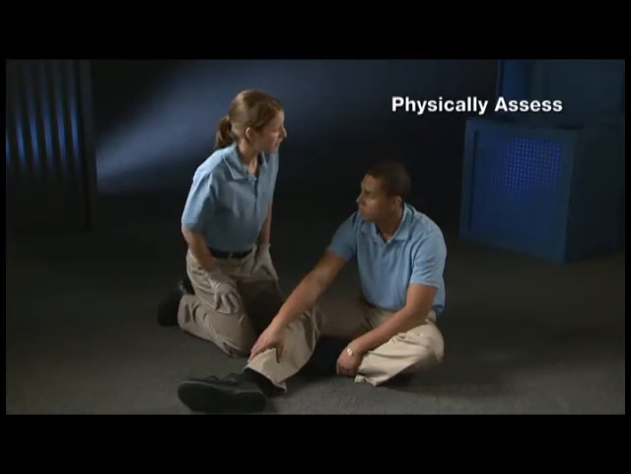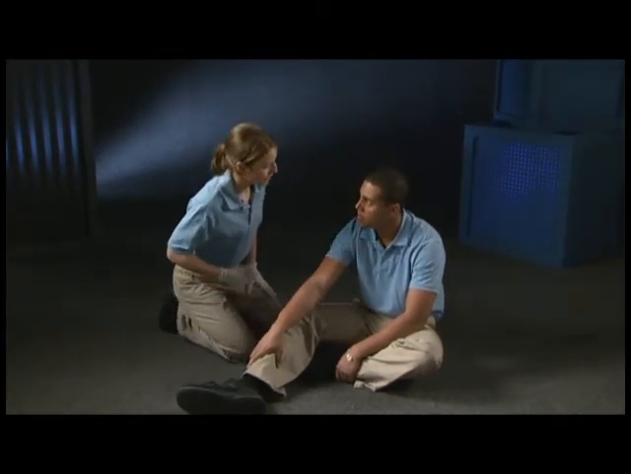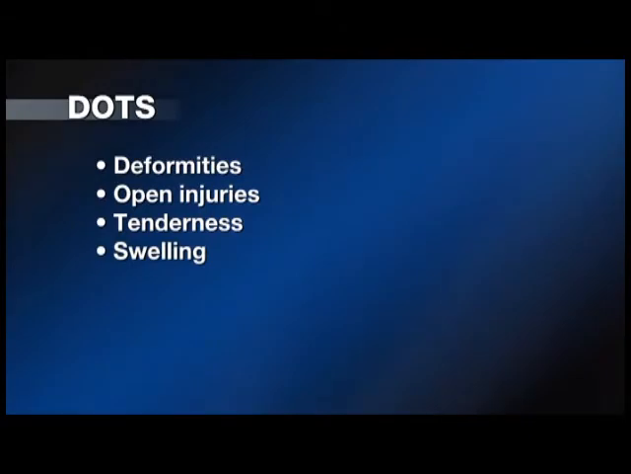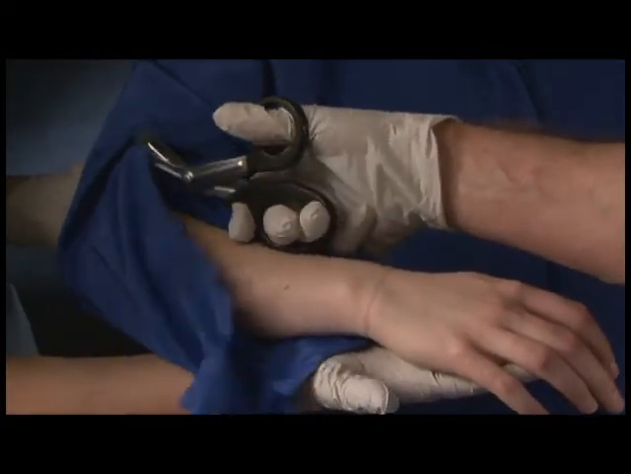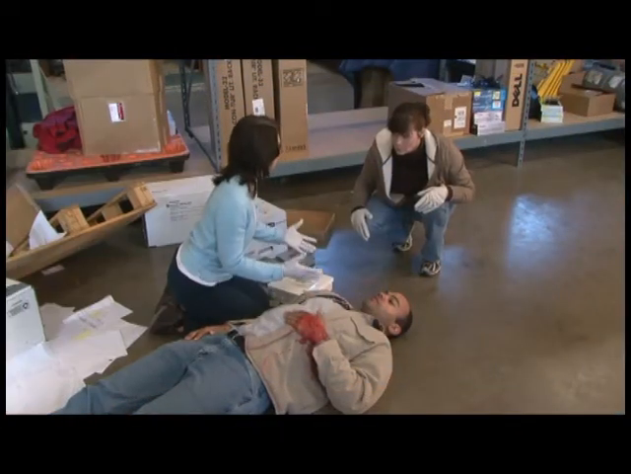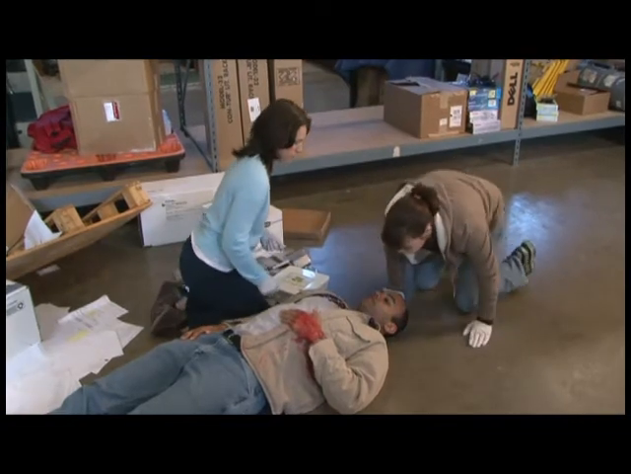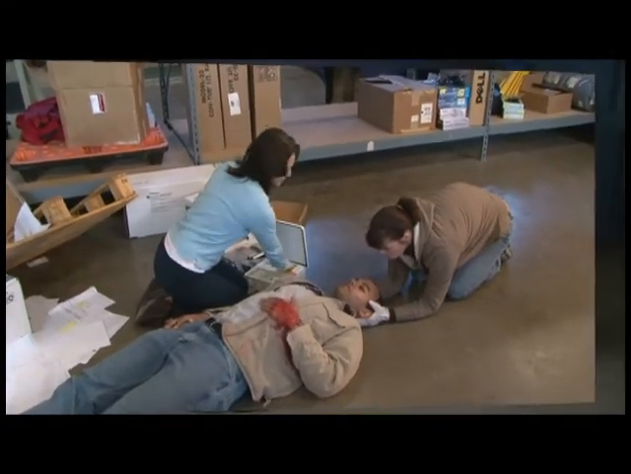Physically assess the person. Briefly assess the body from head to toe. Look and feel for signs of illness and injury. The DOTS acronym helps to remind you what to look for: deformities, open injuries, tenderness, swelling. If needed, remove or cut away clothing to get a better look at an affected body part. If at any time you suspect spinal injury, immediately provide spinal motion restriction by manually stabilizing the head.